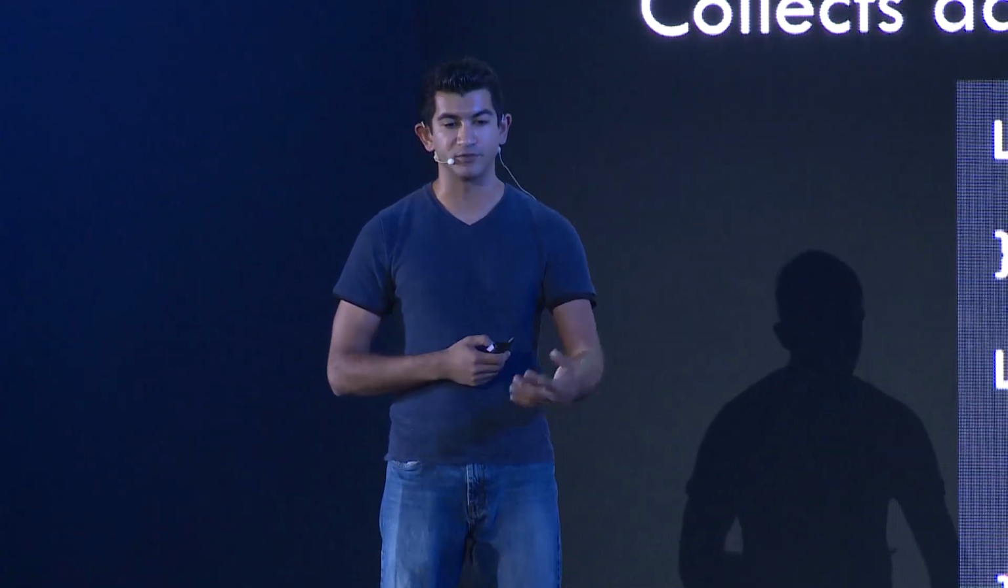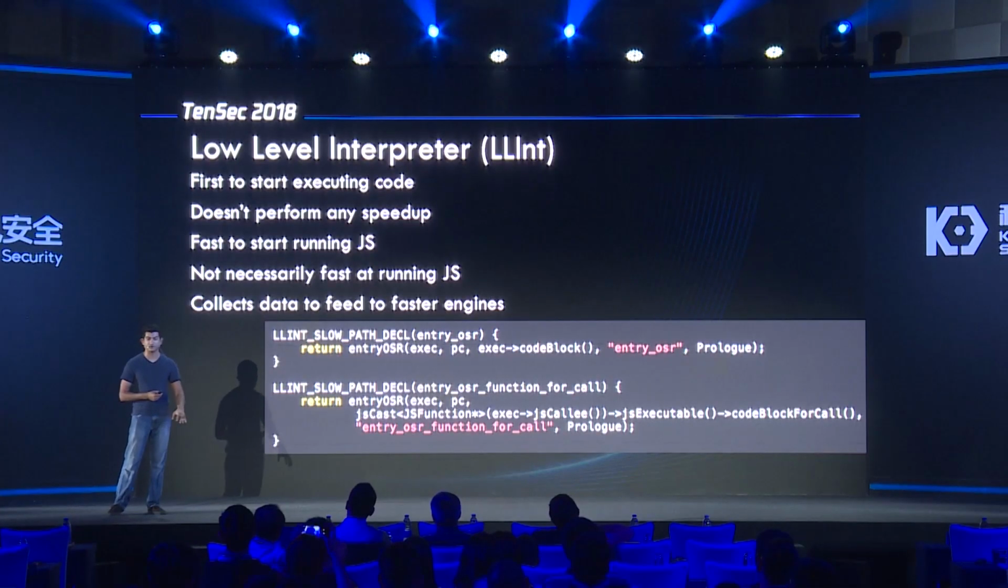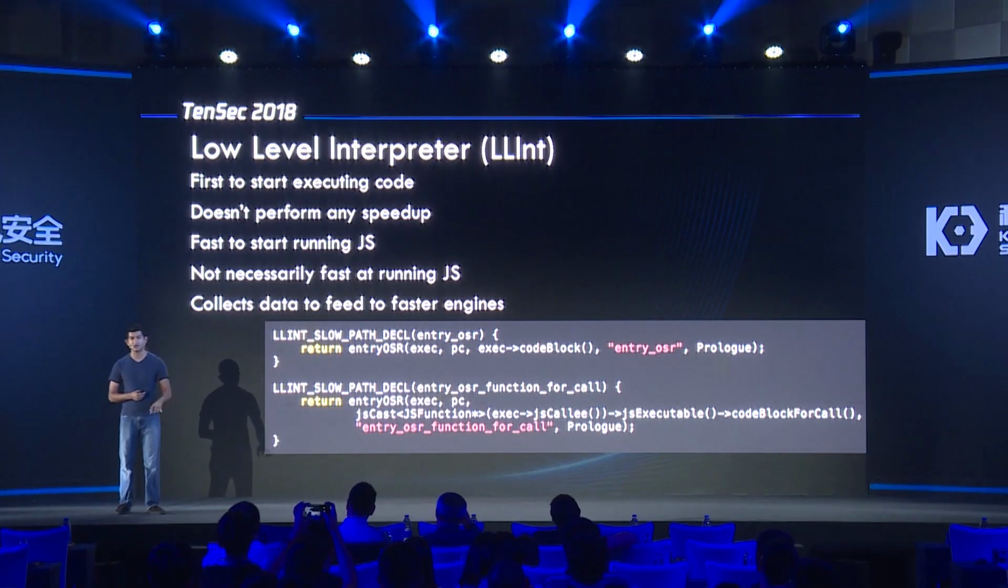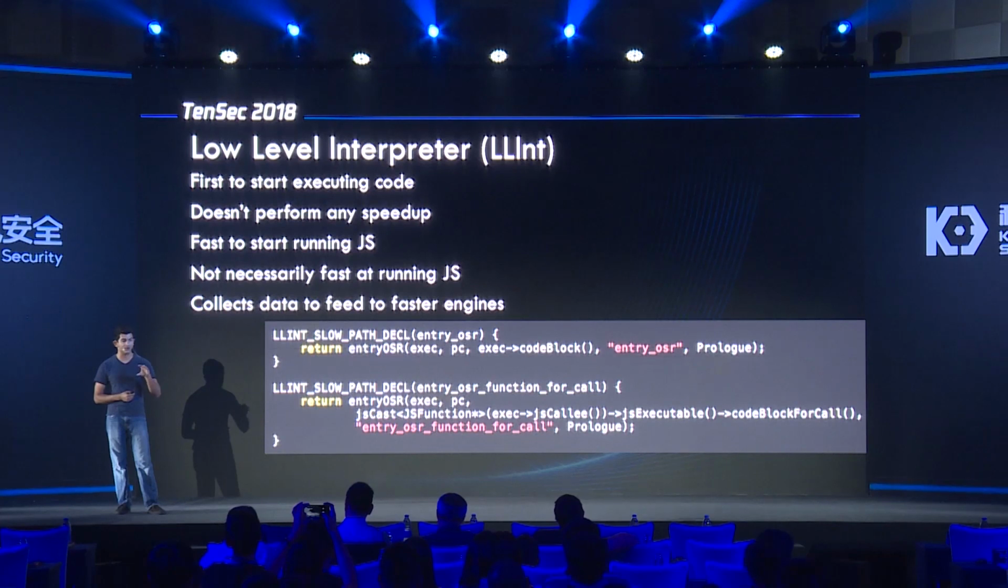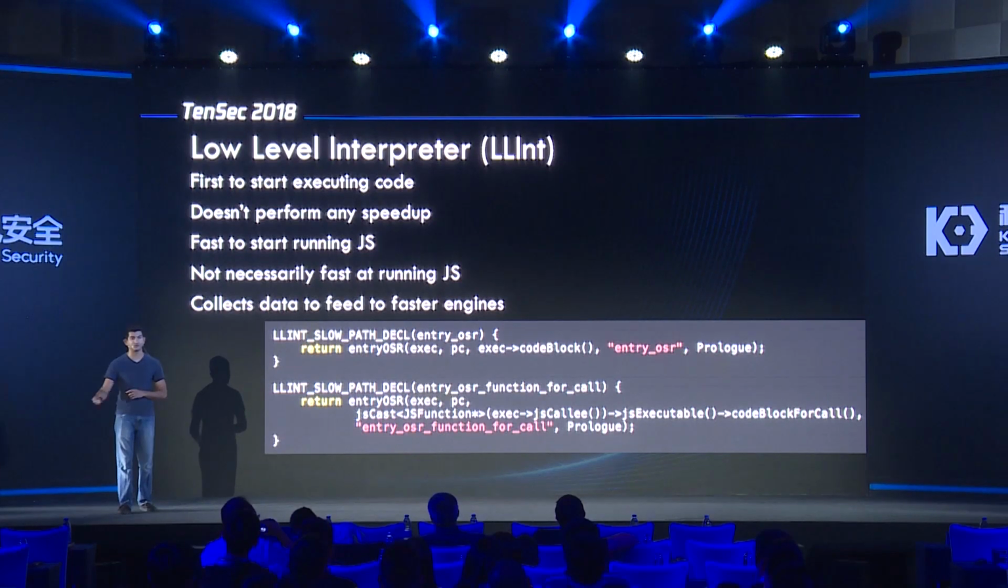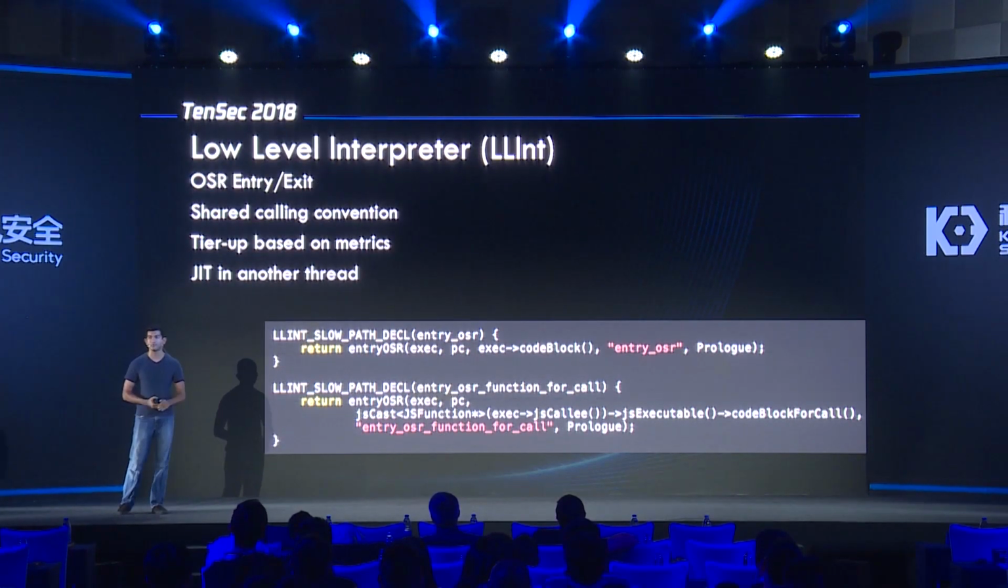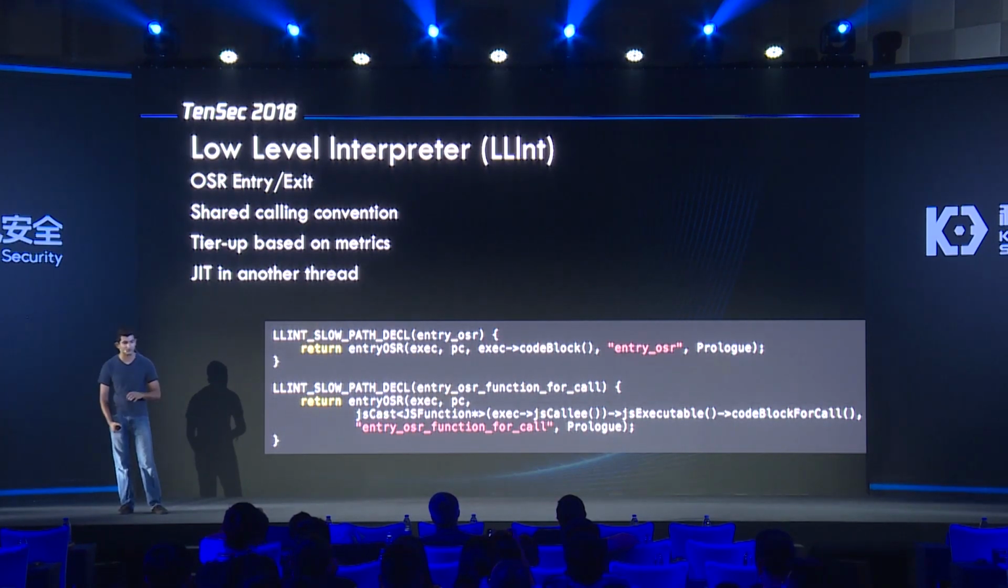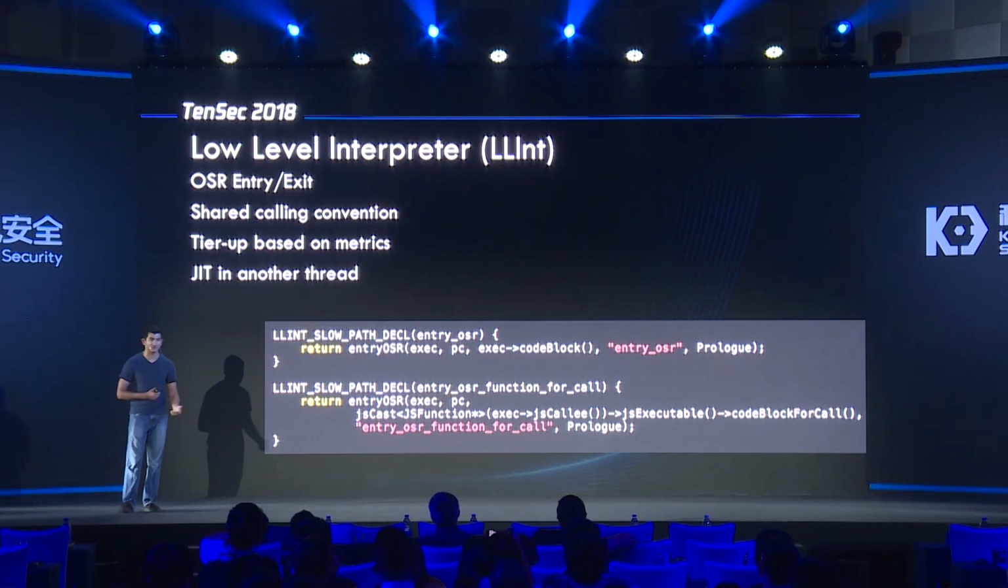And then there's the low-level interpreter, which, as I was saying, is the first to start executing code. It does not care about speed of execution at all. What it tries to do is start running and executing things as soon as possible. It also starts collecting some metrics so that it can feed the data to the lower levels, or to the faster engines. One very, very important thing about all the engines, or all the layers from here on out, is that there's a notion of something called an OSR entry and exit. That stands for on-stack replacement.